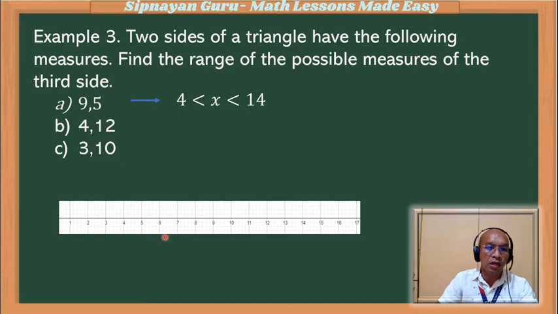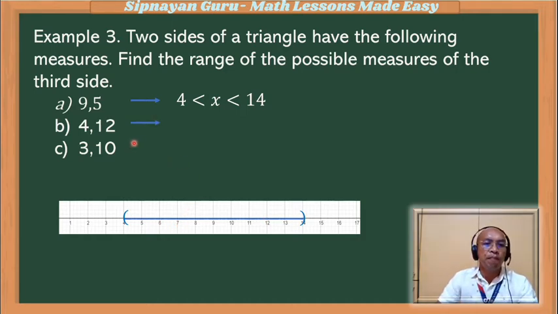In the number line, these are the possible values of x. To the right of 4, but to the left of 14. So the possible values of the side for which the triangle inequality theorem will be satisfied can be found in this interval.